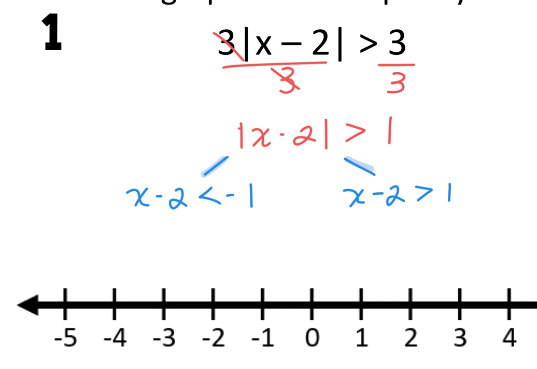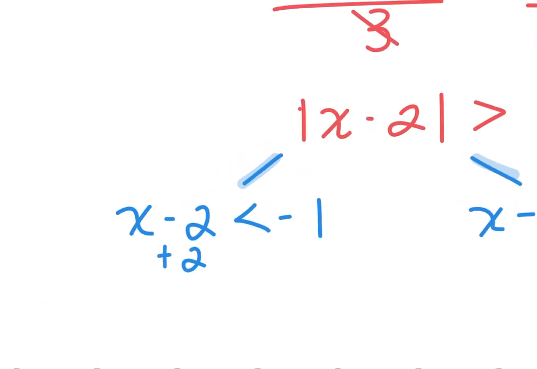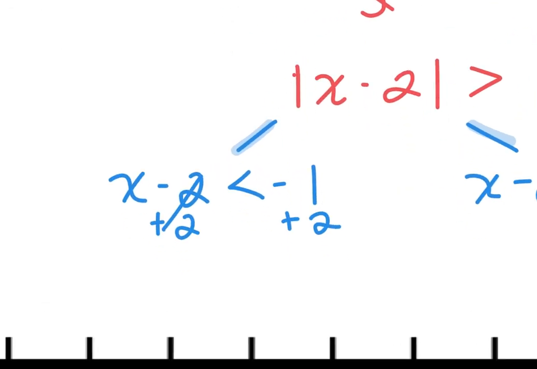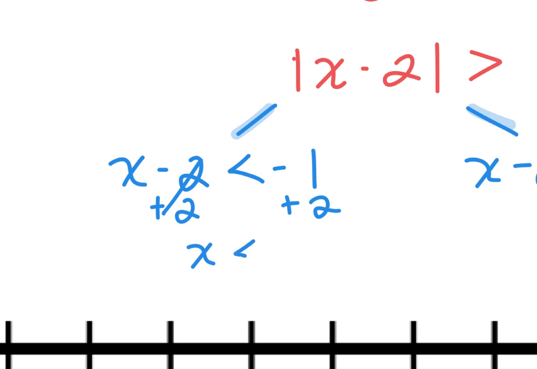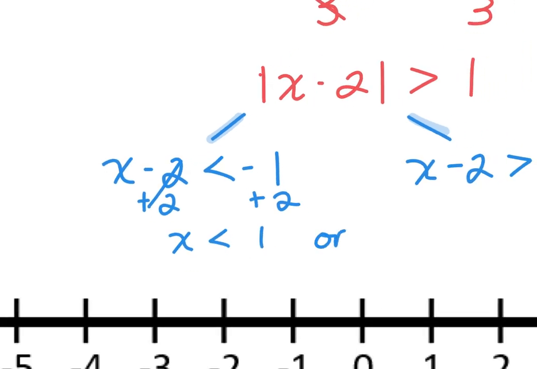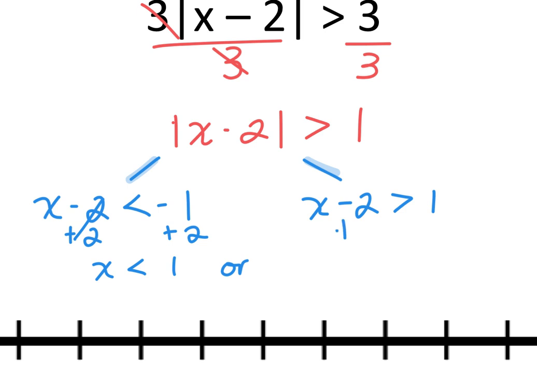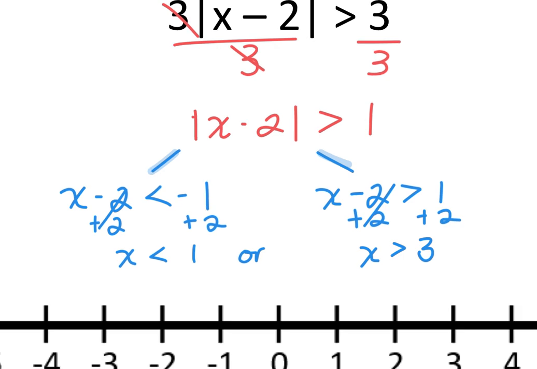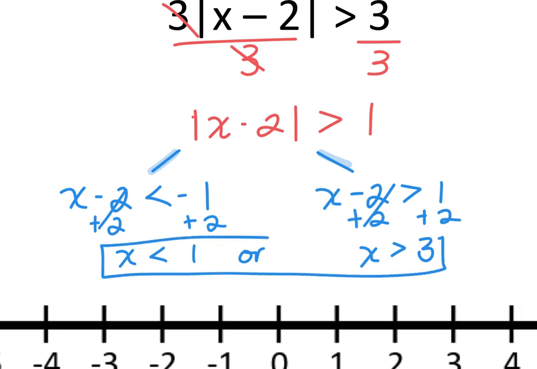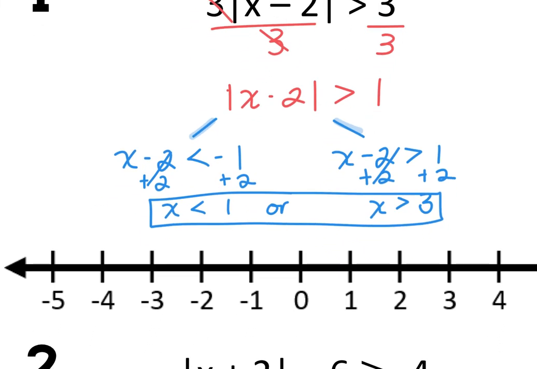Now is the easy part. So now we're just solving for x. So all we have to do is add 2, so that we have x is going to be less than 1. Or if I add 2 over on this side, I get that x is going to be greater than 3. So then this is your final answer: x is less than 1 or x is greater than 3.